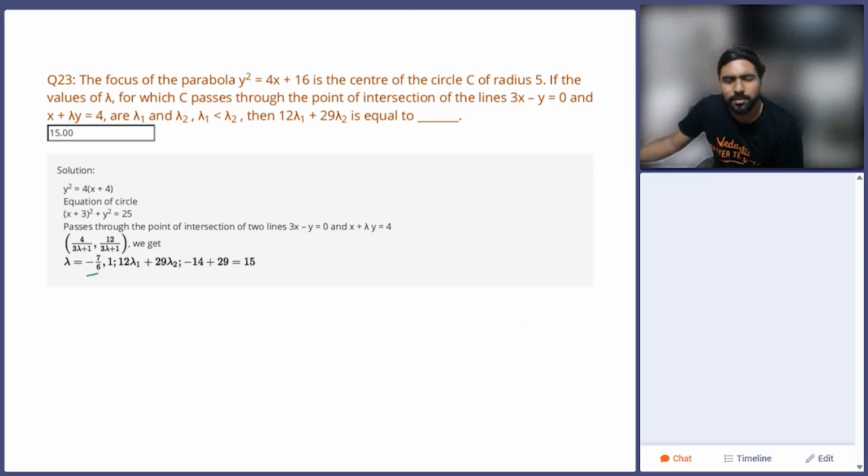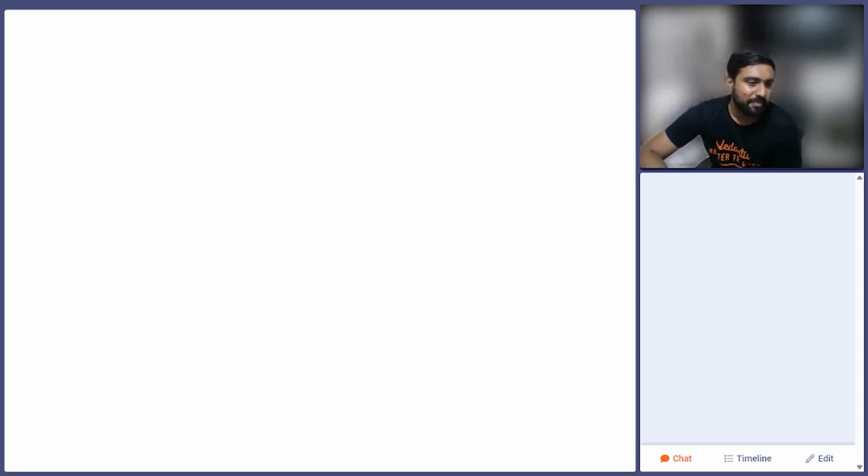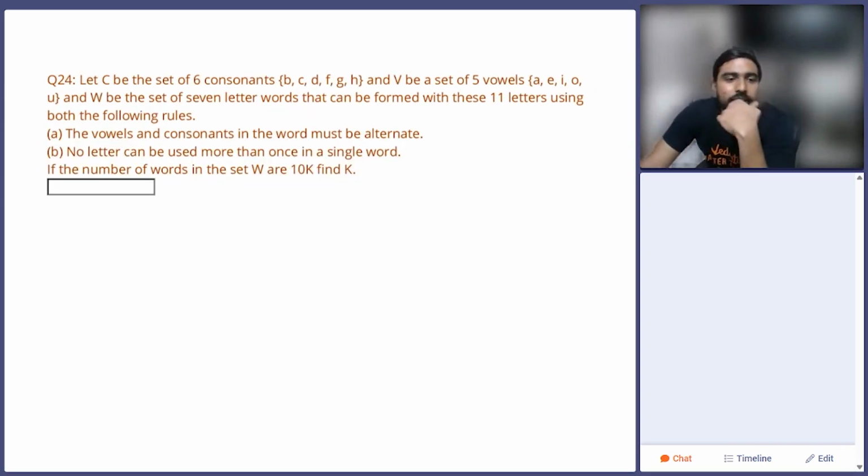The lambda values come out as 1, as I told you, and the other one comes as minus 7 by 6. So 12 into minus 7 by 6 plus 29, that's minus 14 plus 29. 15 will be the answer for the question. It's pure calculation left after that. Alright, everyone, the idea is clear. Moving on. What do we have?